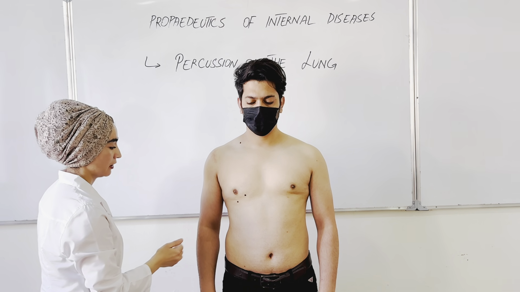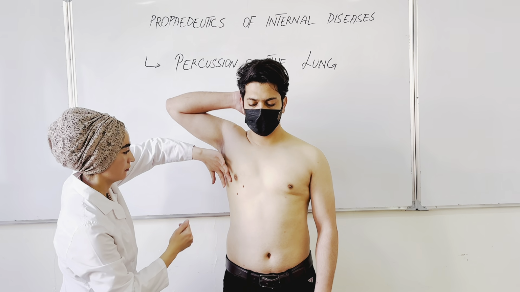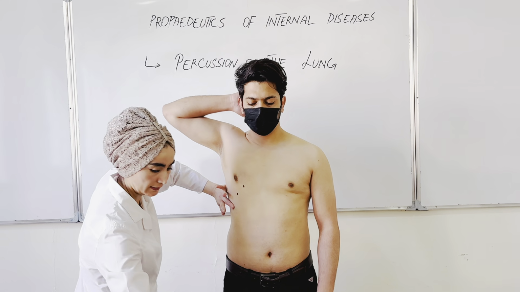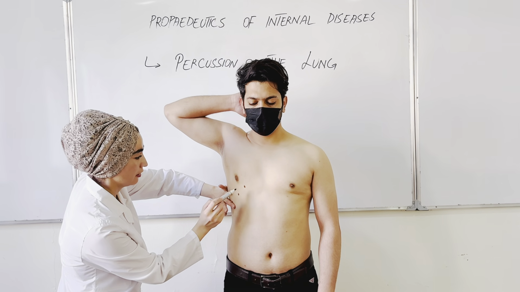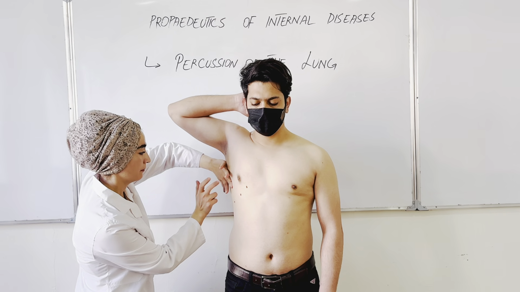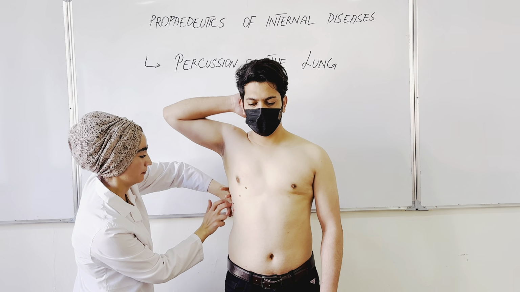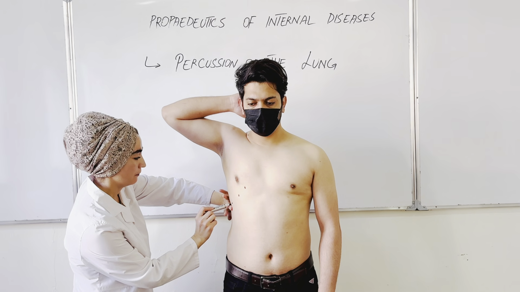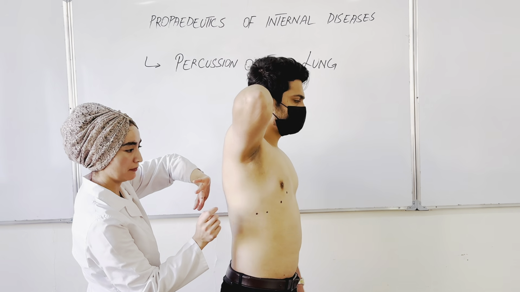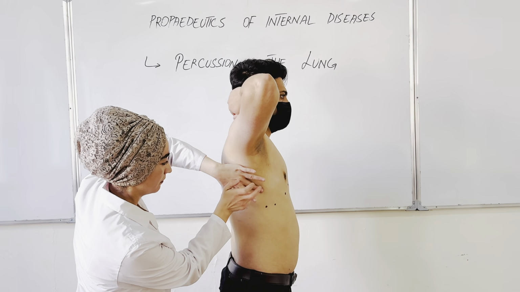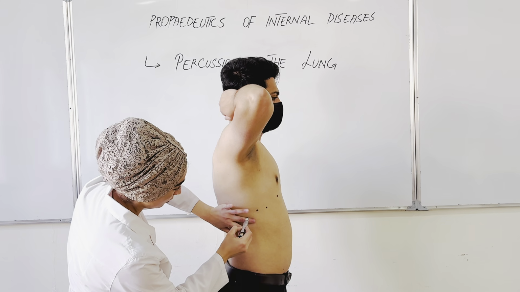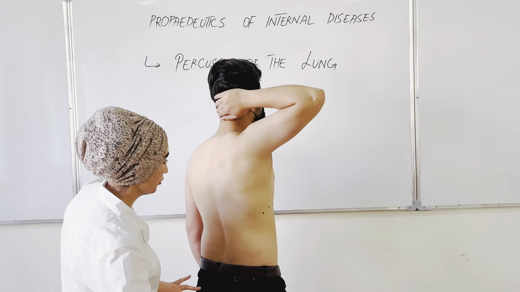Anterior axillary line, raise your hand. Dull sound. 5th, 6th, 7th rib. Mid-axillary line, dull sound, 8th rib. Posterior axillary line, dull sound, 9th rib.